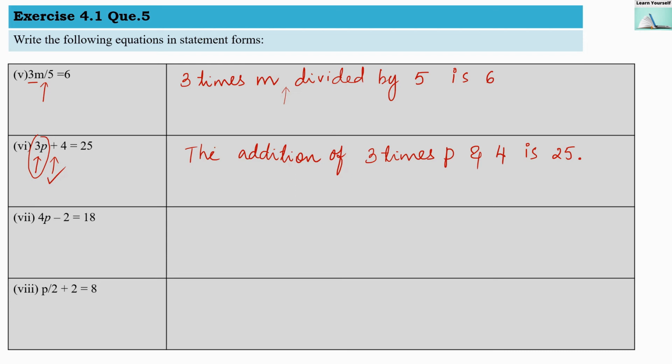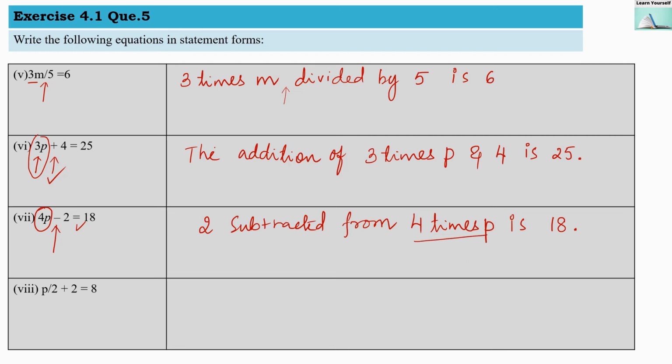Seventh, 4p minus 2. So here there is a subtraction. So we have to be specific about which number is being subtracted from which number. So we are going to write here that 2 is subtracted from this number. So this number is 4 into p. That means 4 times p. Then equals to 18 is the answer. So 2 subtracted from 4 times p is 18.